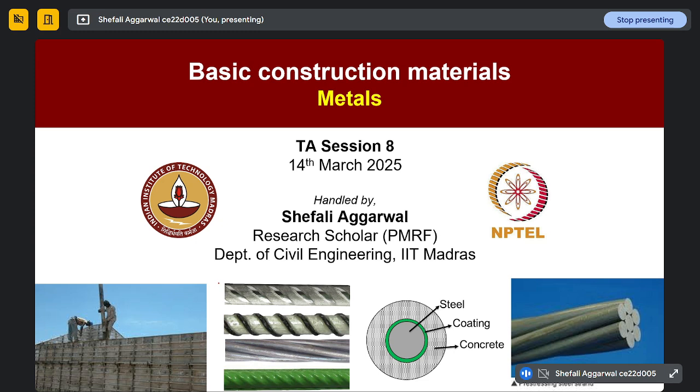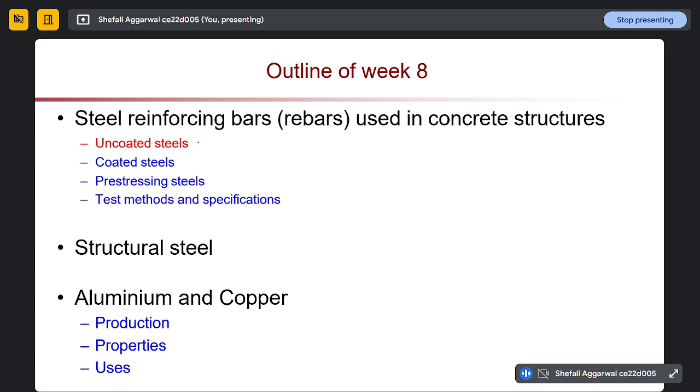So, as in last week, we started talking about metals in the construction industry. We started from iron, how we get iron from ores, and how we make steel, how various percentages of carbon affect the construction of steel, and then different types of rebars. We talked about uncoated steels in the last lecture, how we have different types of uncoated steel which can be ribbed or plain.